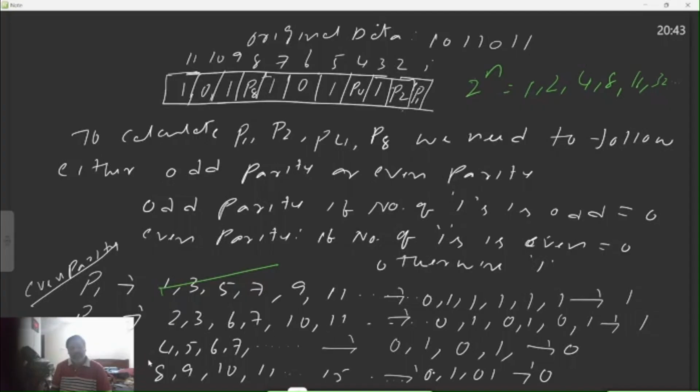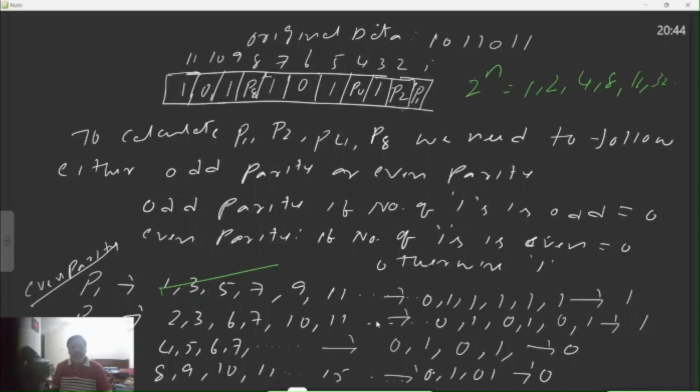Right? Coming to P4, from here you need to consider 4 bits: 4, 5, 6, 7, and leave 8, 9, 10, 11. Again, if there are more bits, you can consider 12, 13, 14, 15. Okay, so in this case we have only 4 bits: 4, 5, 6, 7. And finally P8. P8 can be calculated from 8, 9, 10, 11, 12, 13, 14, 15, up to 15. Here we have only up to 11: 8, 9, 10, 11.